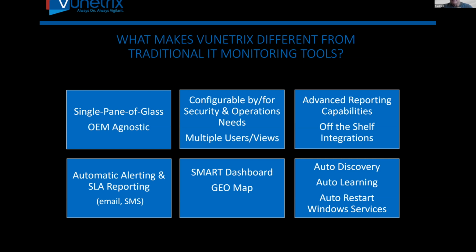Additionally, we can auto restart Windows services. I mean, in general, it's not a solution that solves problems for you. It is more of an alerting system, in a proactive way, but we can restart Windows services and things like that to help make sure if we do send something down, we can at least try to get it back up through a simple restart.